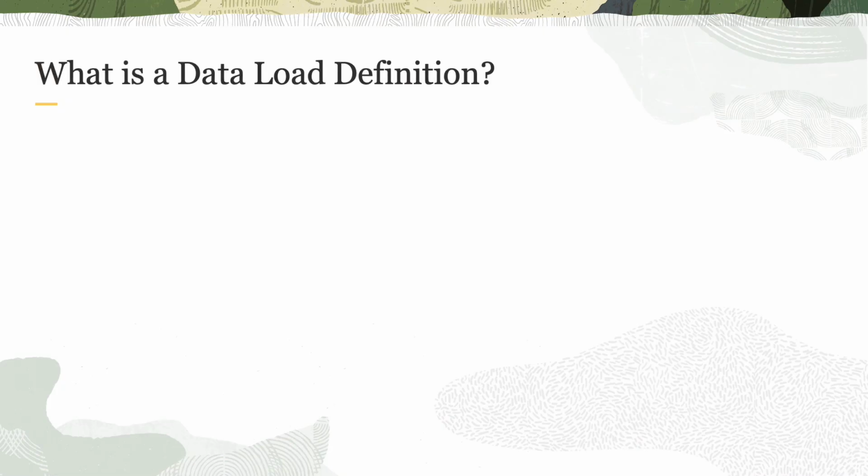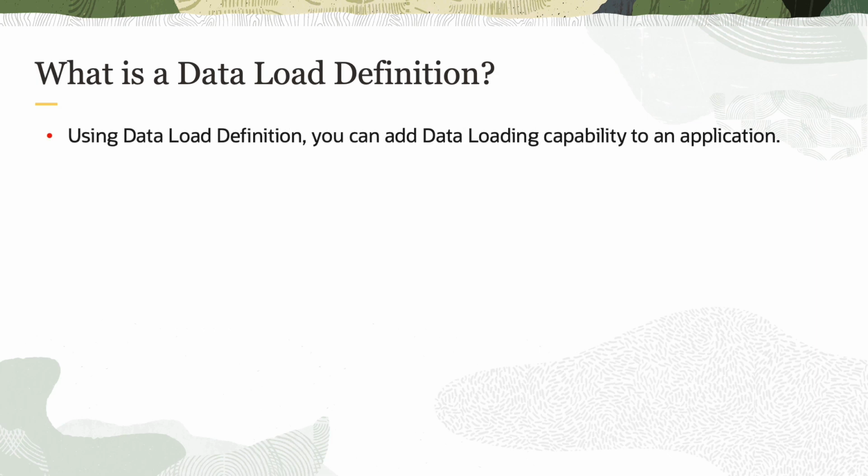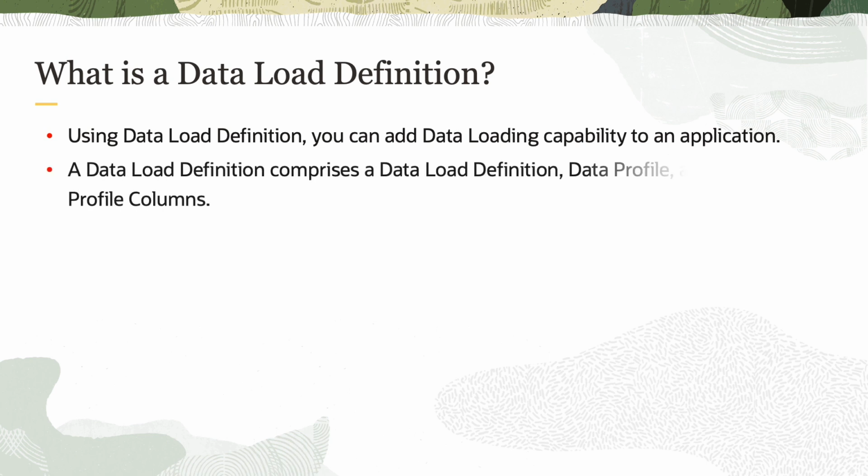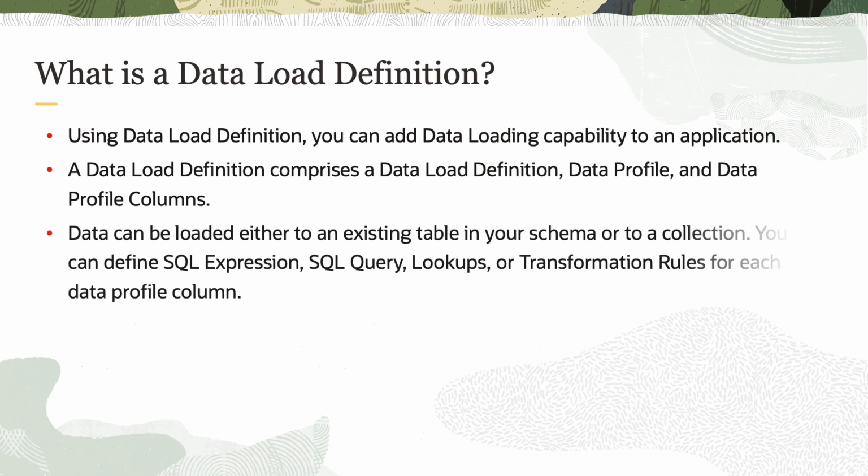What is a data load definition? You can add the data loading capability to an application by creating a data load definition and then a data load page. A data load definition comprises a data load definition, data profile, and data profile columns. Data can be loaded either to an existing table in your schema or to a collection. For each data profile column, you can define SQL expression, SQL query, lookups, or transformation rules. These definitions are used in the native data loading page process type.